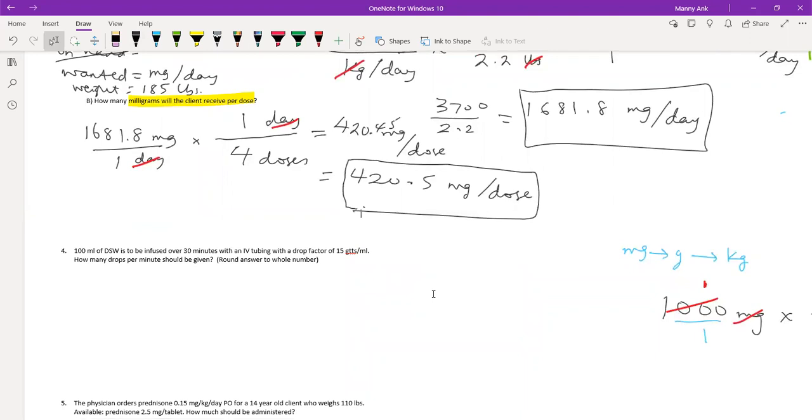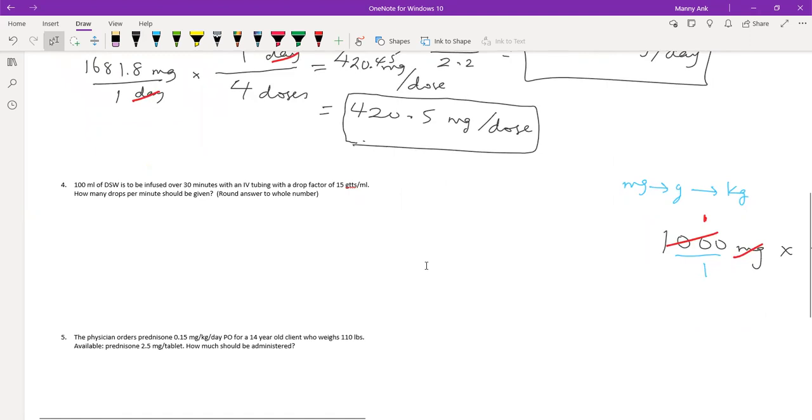Now we can apply the same knowledge to medications that involve IV, like giving drops. So here you have 100 ml of dextrose in saline to be infused over 30 minutes in an IV tubing with a drop factor of 15 drops per minute. GTTS, that's drops. So I have drops per minute. How many drops per minute should be given?